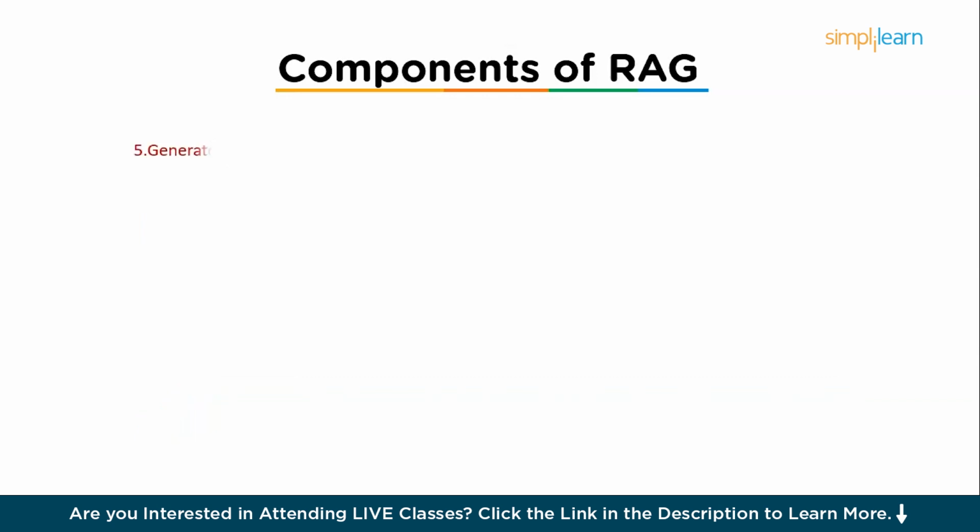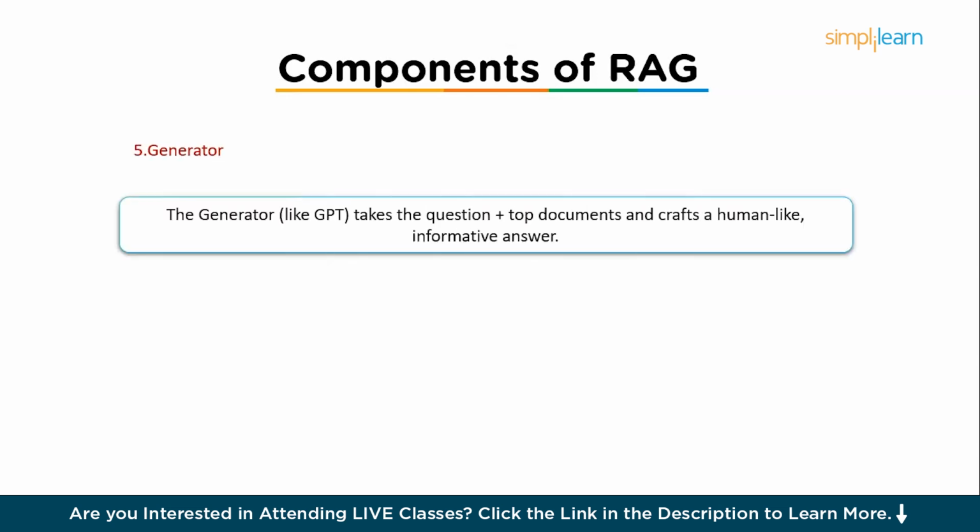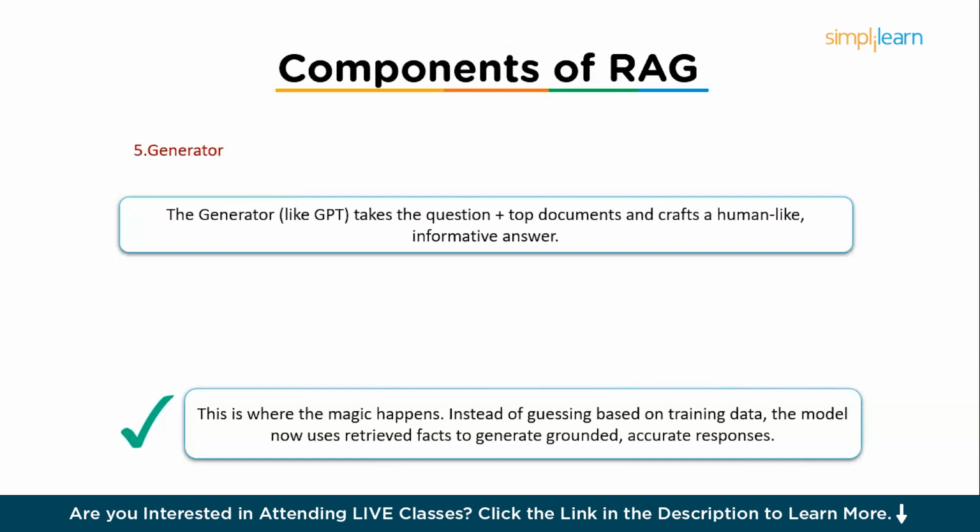Now let's move on to the next one. We have generator, that is the language model. So this is your AI's voice. The generator, like GPT, takes the question plus top documents and crafts a human-like informative answer. So this is where the magic happens. Instead of guessing based on training data, the model now uses retrieved facts to generate grounded, accurate responses.